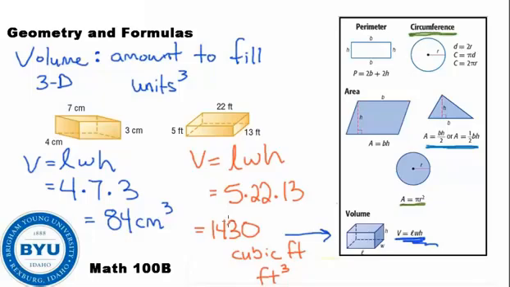So the moral of today's story is that these formulas are a great way to find perimeter, area, and volume. And to remember that perimeter is the distance all the way around. It's one-dimensional. Area is the amount inside. It's a two-dimensional measurement. And volume is the amount to fill. It's a three-dimensional measurement. And we use these formulas right here to do so.